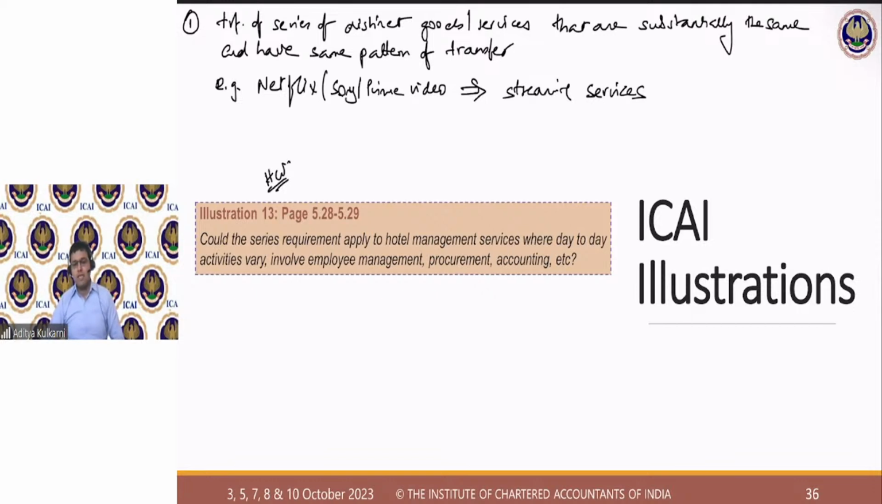Is it okay? Yes. So basically what happens is, on day 1, what you are getting streamed is the same on day 2, is the same on day 3, is the same on day 4, is the same on day 29, is the same on day 30, is the same on day 31. So what is happening is, I am transferring distinct goods and services in a series fashion, not at one time.